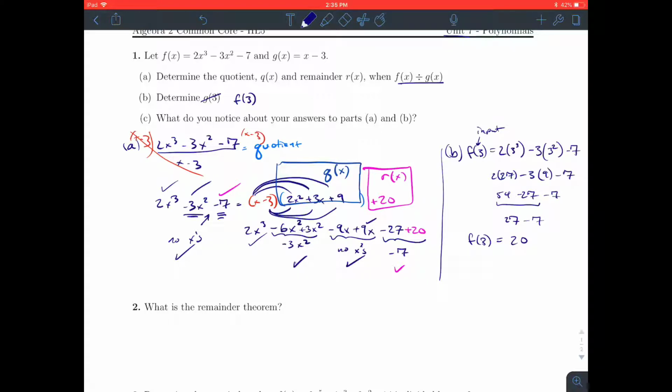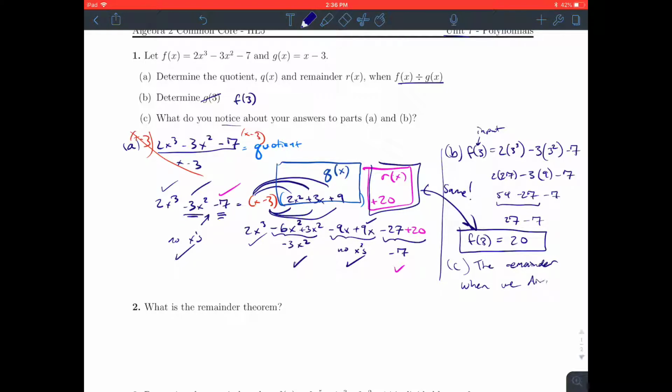Okay, this is crazy, guys. Notice that in part C, it's asking us to notice something about our answers to A and B. The only thing that these share in common is that this value, f of 3 equals 20, is the exact same thing that we got from our remainder. So for part C, the remainder when we divide by x minus 3 is 20, as is f of 3.